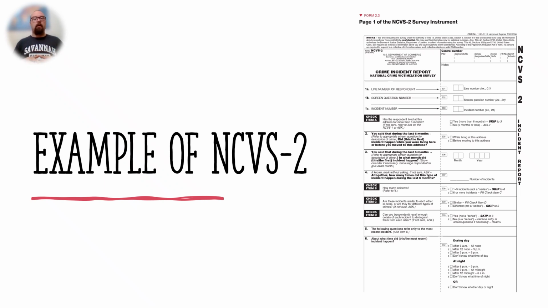So remember, the NCVS has two instruments that it uses to make up the whole NCVS. The first one is like your screening tool, and if they determine that the person has been victimized within the past 6 months, then they give them this instrument, which is the NCVS2. And that is utilized to capture all of the details of the incident.